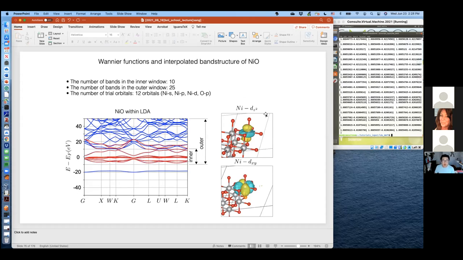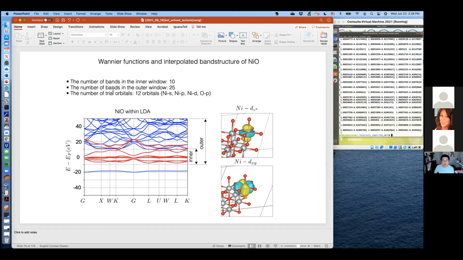Another important thing is that as a result of this inner and outer energy window, if you do the Wannier interpolation of the band structure and compare the interpolated band structure, which is red, with the direct output of the DFT band structure, which is blue, as you can see here, within the inner energy window, their band structures match exactly. However, beyond that energy there are some mismatches, but this is what is intended. So don't worry about it if you see this.